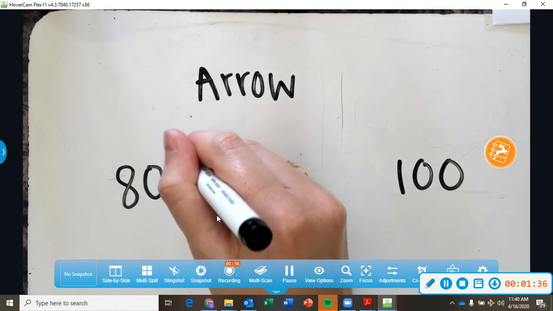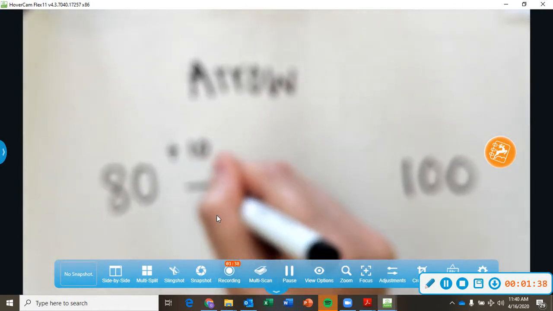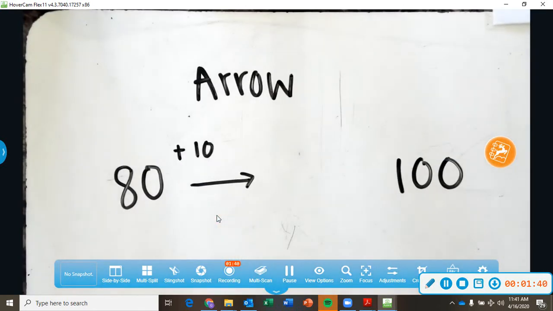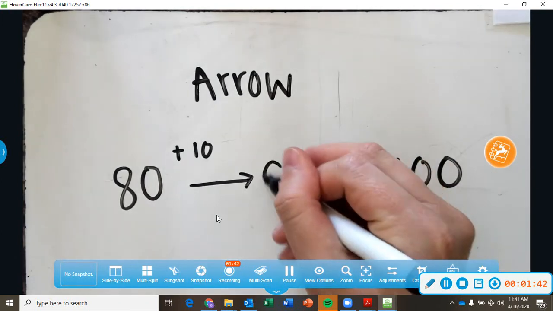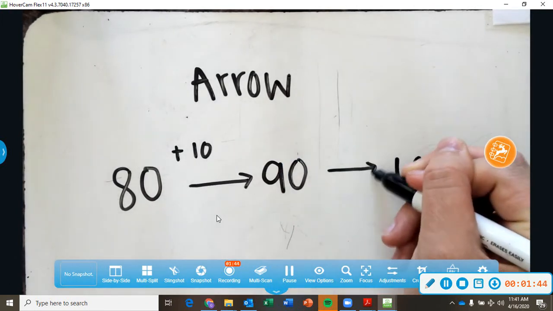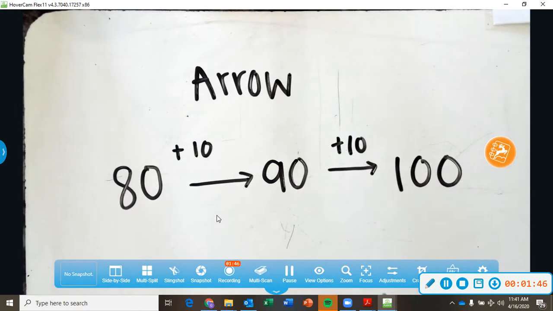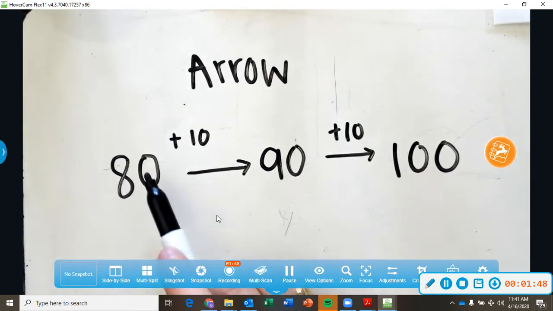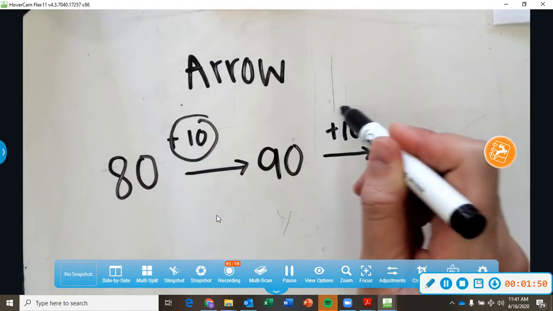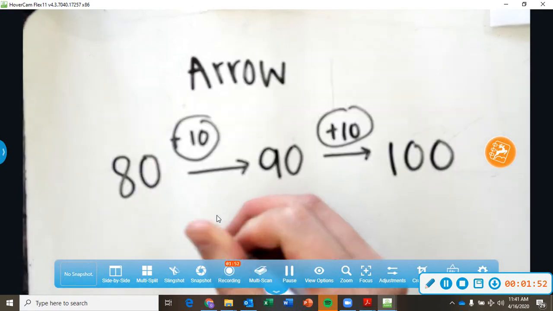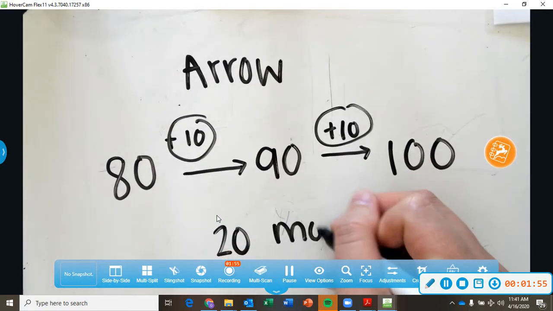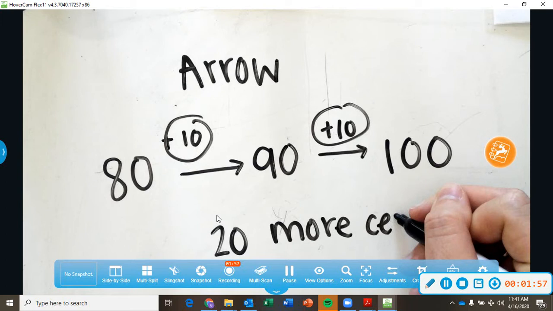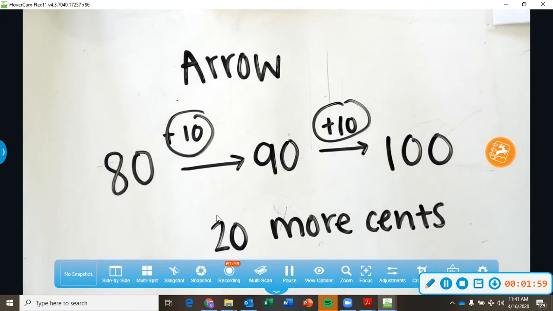I'm going to say plus 10 because I think that is the easiest. So 80 plus 10 is going to give me 90. Plus 10 more would give me 100. So that means 80 plus 10 and 10 make 20. That means he needs 20 more cents. Okay, so that's the arrow way. That's the very first way you can do this.